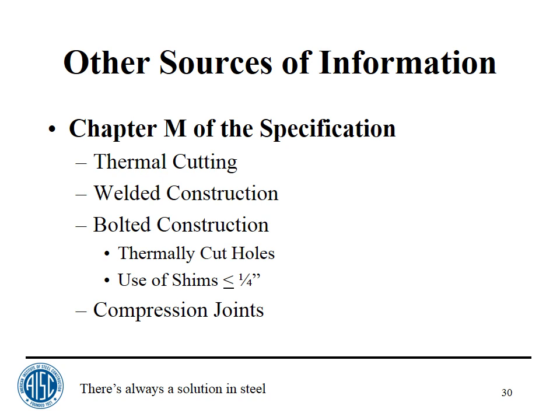Chapter M of the specification doesn't really have a lot to do with connections, but we put this in here because there are some tolerances on, for instance, column splices. There's information in there on column splices. How bad can the mating surfaces be before you need to shim them?